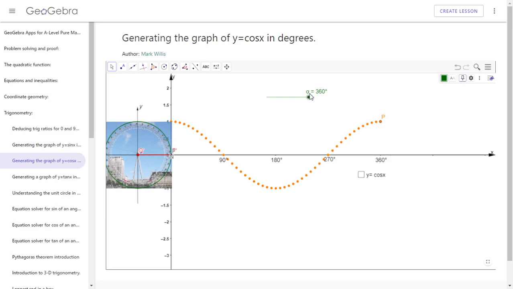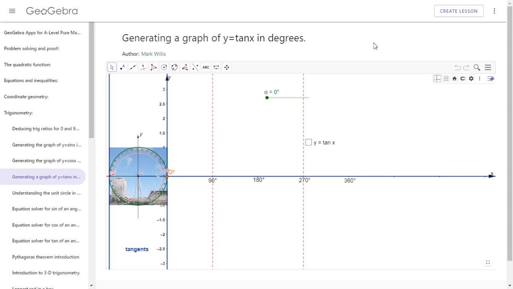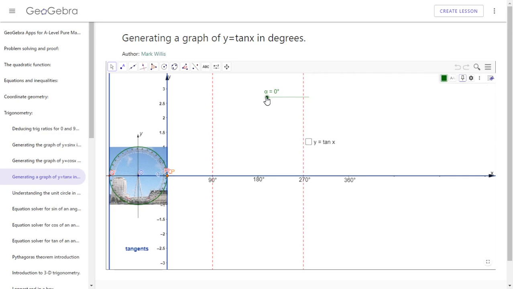Okay, there we go. So that's where we get our cosine graph from, which looks like that between 0 and 360. The graph for tan is slightly more complicated, but I'll show you what our interpretation is of the tangent, and you'll see now why it is called the tangent function.